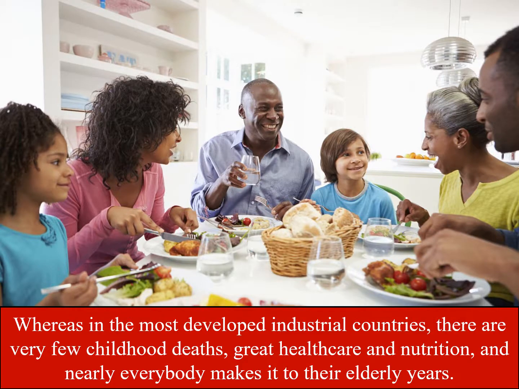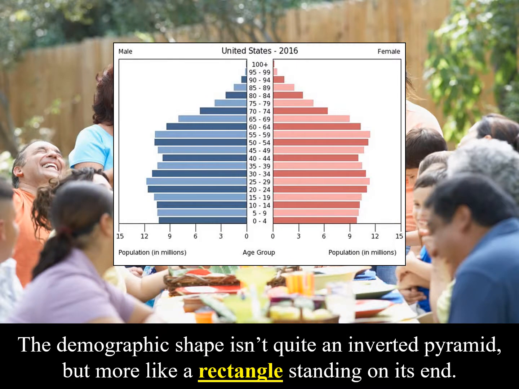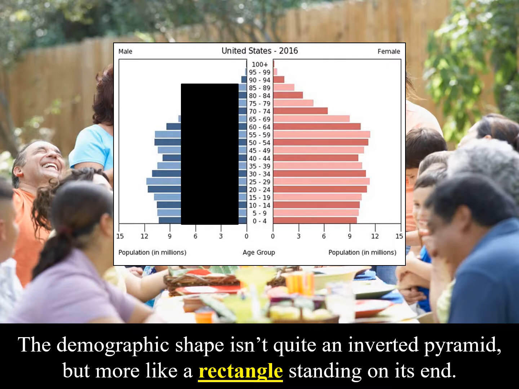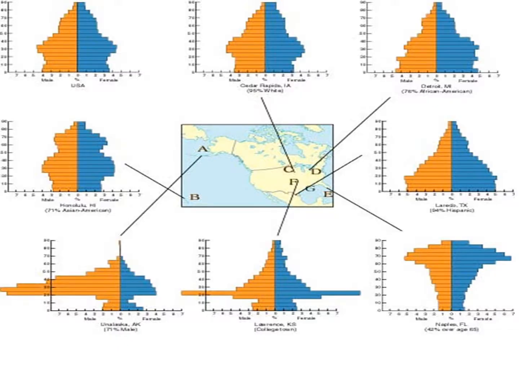Whereas in the most developed industrial countries, there are very few childhood deaths, great healthcare and nutrition, and nearly everyone makes it to the elderly years. The demographic shape isn't quite an inverted pyramid, but more like a rectangle standing on its end. So the highly developed countries many times look like this more rectangular shape than an actual pyramid. However, if we look at a different scale and we look at different cities in the US, we can see all different types of population pyramids.